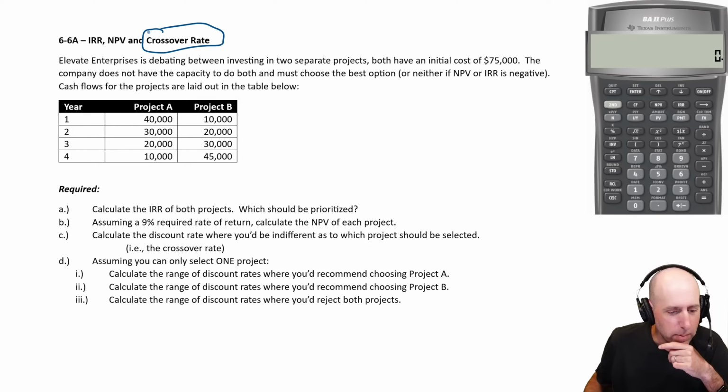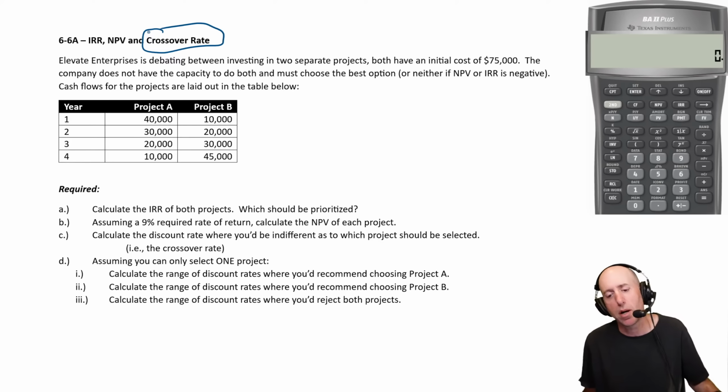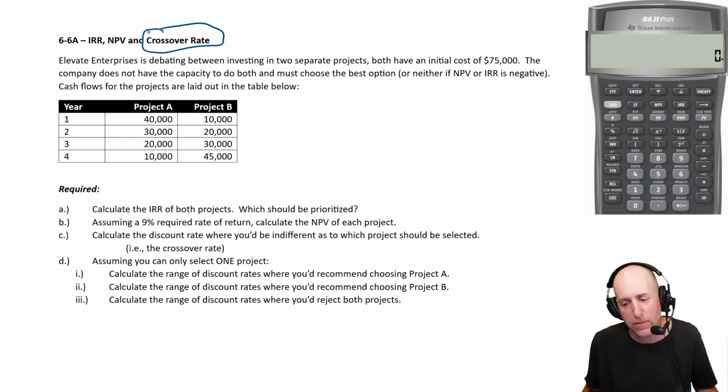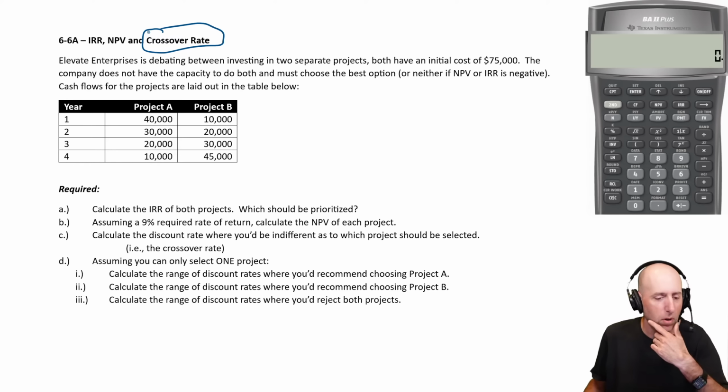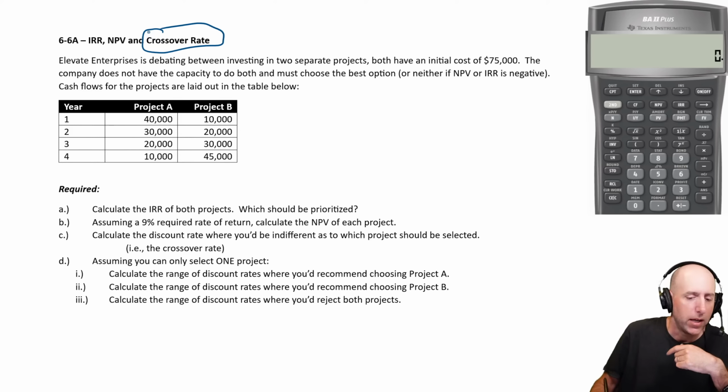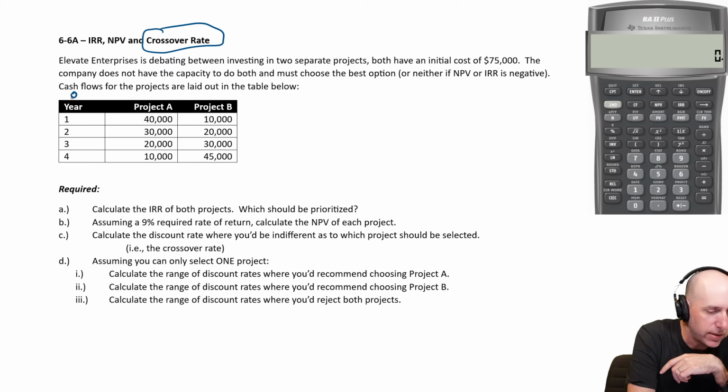Elevate Enterprises is debating between investing in two separate projects. Both have an initial cost of $75,000. The company does not have capacity to do both and must choose the best option, or neither, if NPV or IRR is negative. Cash flows for the projects are laid out in the table below. And so there's our table. I guess the one cash flow, at time 0, that isn't included in the table is that they both cost $75,000.